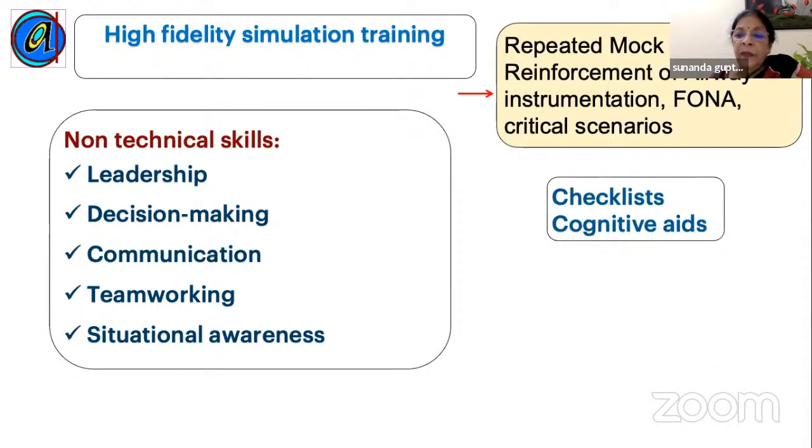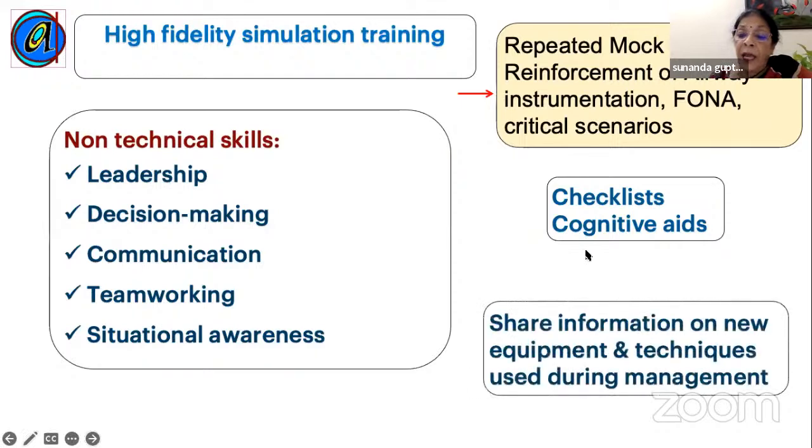Our very own checklists and cognitive aids, which are specific to our institute, should be available, and share information on new equipment and techniques you use during management. Talk about it in your clinical case report scenarios you discuss in your institute, and also try to publish them.